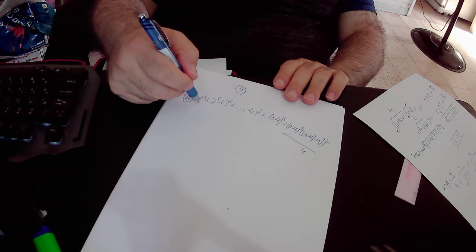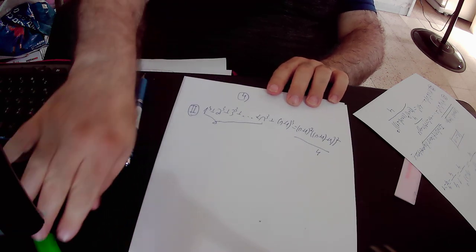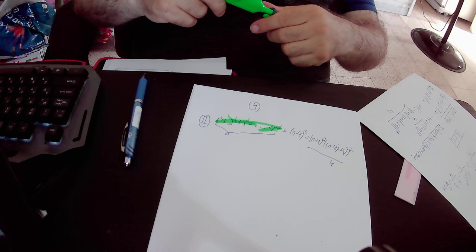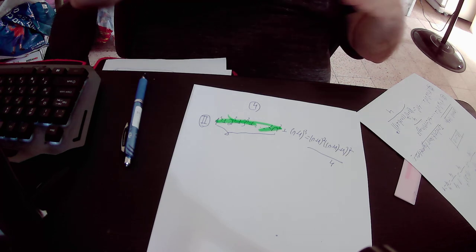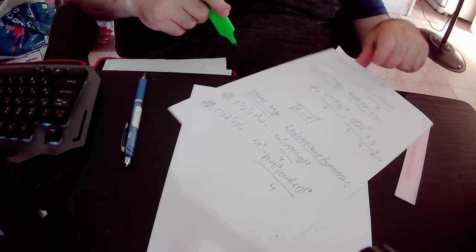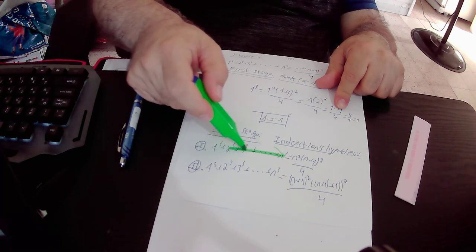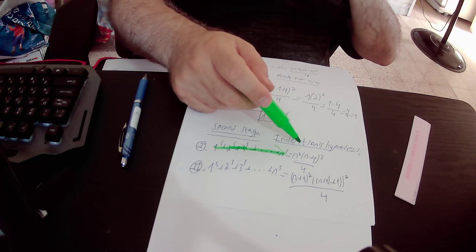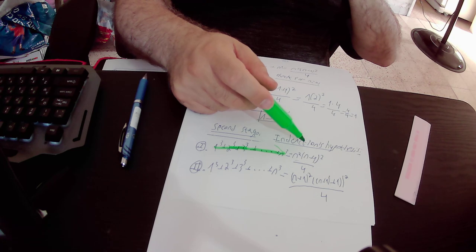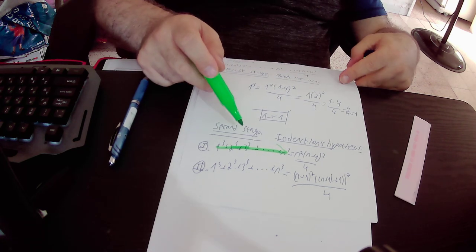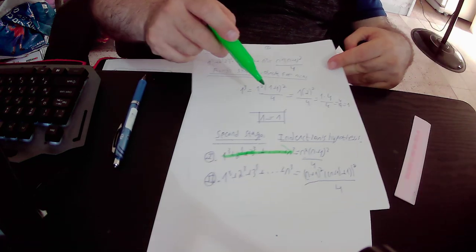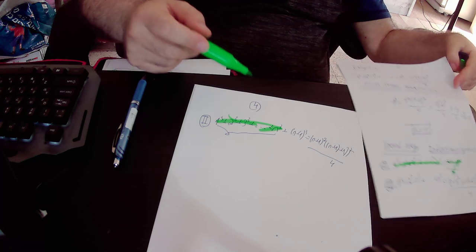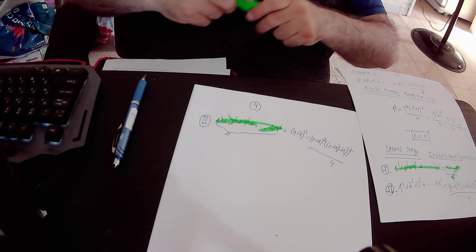So if we look at this expression in the green color, it's exactly as this expression. And this expression equals n squared times n plus 1 squared all divided by 4. So we can substitute this expression by n squared times n plus 1 squared all divided by 4 because they are equal to each other. Okay, so we'll do it now.